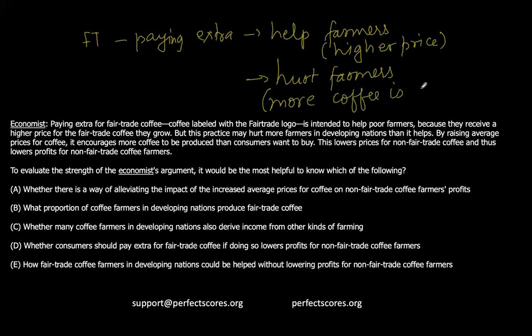So, basically, the demand is higher than supply. Demand exceeds the supply. This lowers price for the non-fair trade coffee and thus lowers profits for the non-fair trade coffee farmers. So it hurts farmers that are growing the non-fair trade coffee. So did you understand the argument? Any doubt about the argument?